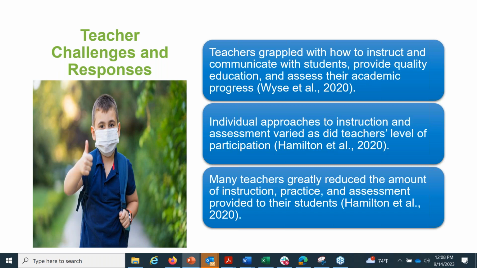And so teachers really were struggling with how to instruct and communicate with students, provide that quality education, and assess academic skills and progress. There were individual approaches to instruction and assessment that varied, as did teachers' level of participation. I remember when the schools first shut down here in the DFW area, my daughter would have to drive up, get the work packets for my granddaughter, bring them home, and then work with her on those.